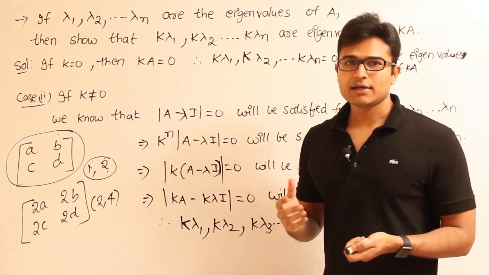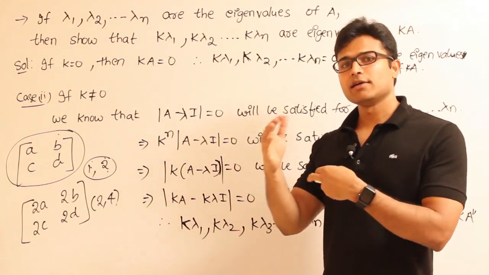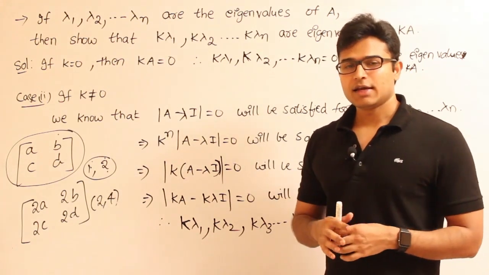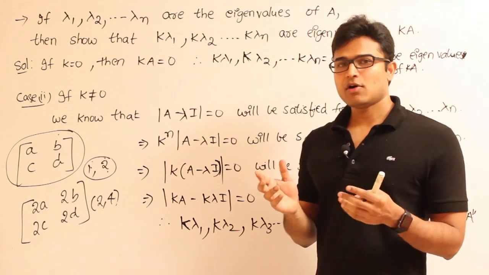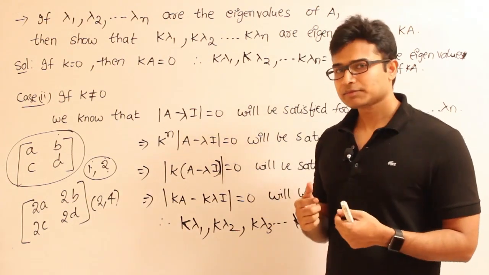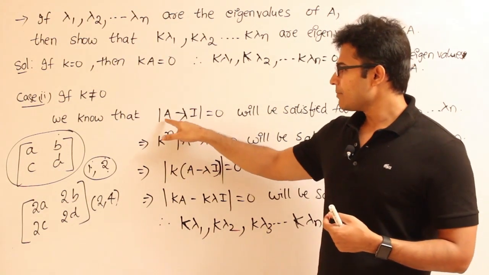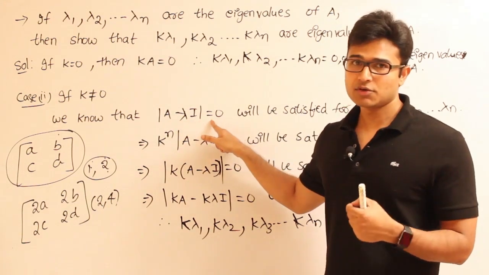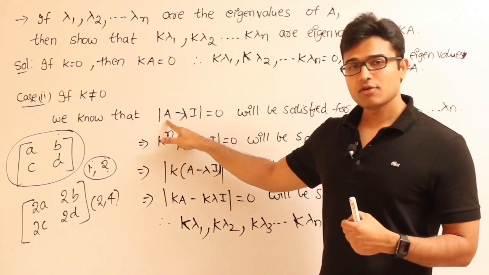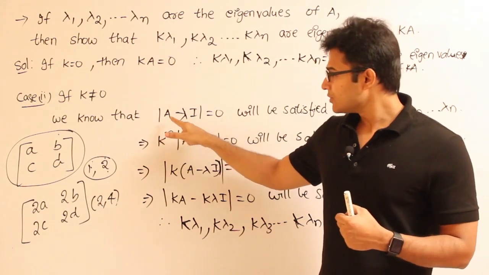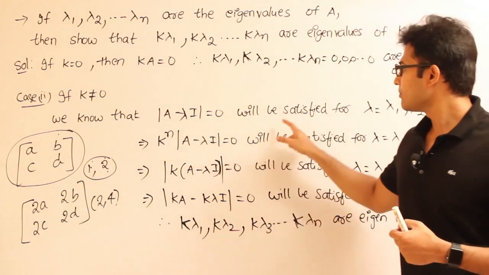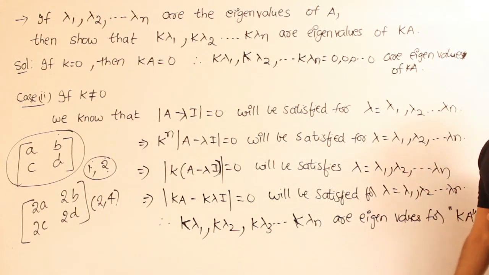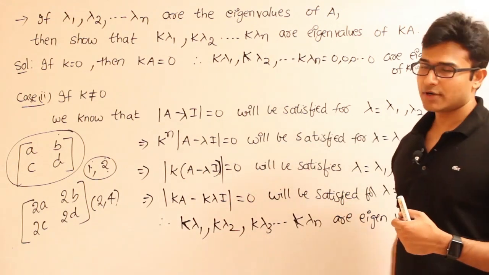Instead of proving it directly, I want to prove it in the backward manner. They have already given that lambda 1, lambda 2, and so on up to lambda n are the eigenvalues of A, which means the determinant of A minus lambda I equal to 0 is the characteristic equation for the matrix A, and this equation will be satisfied by all lambda equal to lambda 1, lambda 2, and so on up to lambda n, isn't it? This will be satisfied.